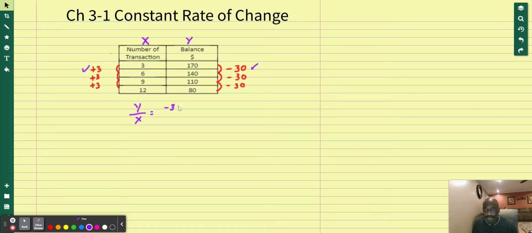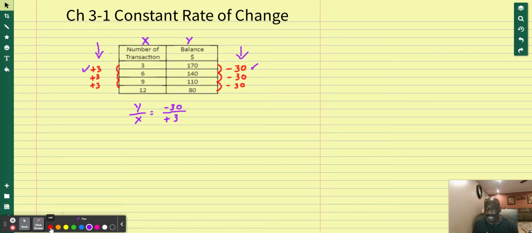Negative 30 over a positive 3. What does this ratio mean? Write it as a ratio, Y over X, negative 30 over 3. This means for every 3 transactions, my balance decreased by $30. That's how we would say it. For every 3 transactions on this side, my balance decreased by $30.